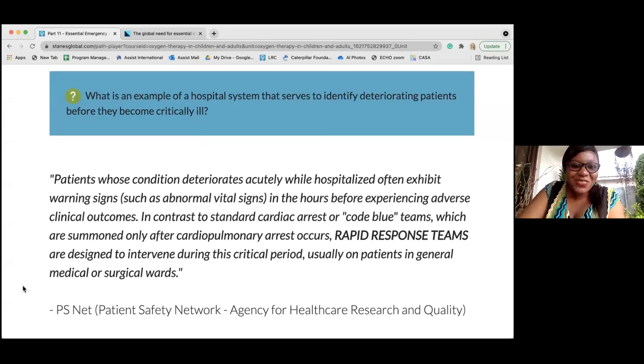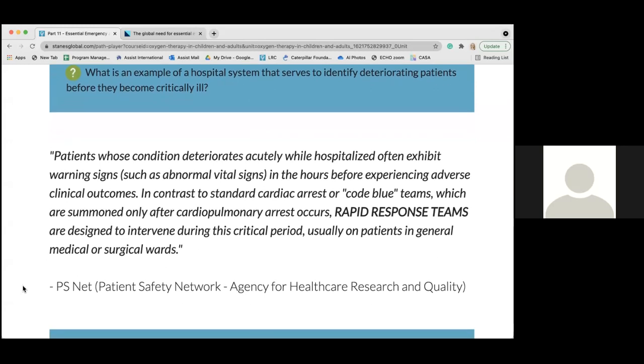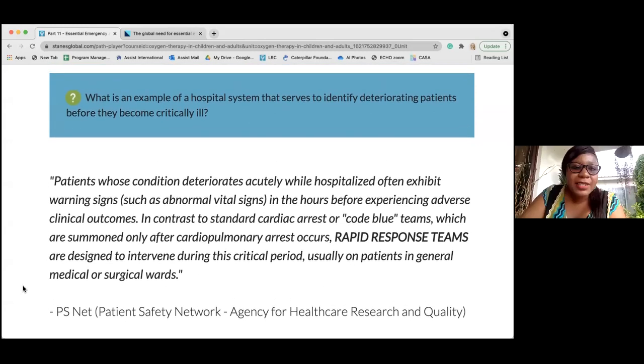Thank you. Okay, so the question that we have here is, what is an example of a hospital system that serves to identify patients who are deteriorating before they become critically ill? Because this is the key question. You need to be able to identify these patients so that you prevent them from developing critical illness.